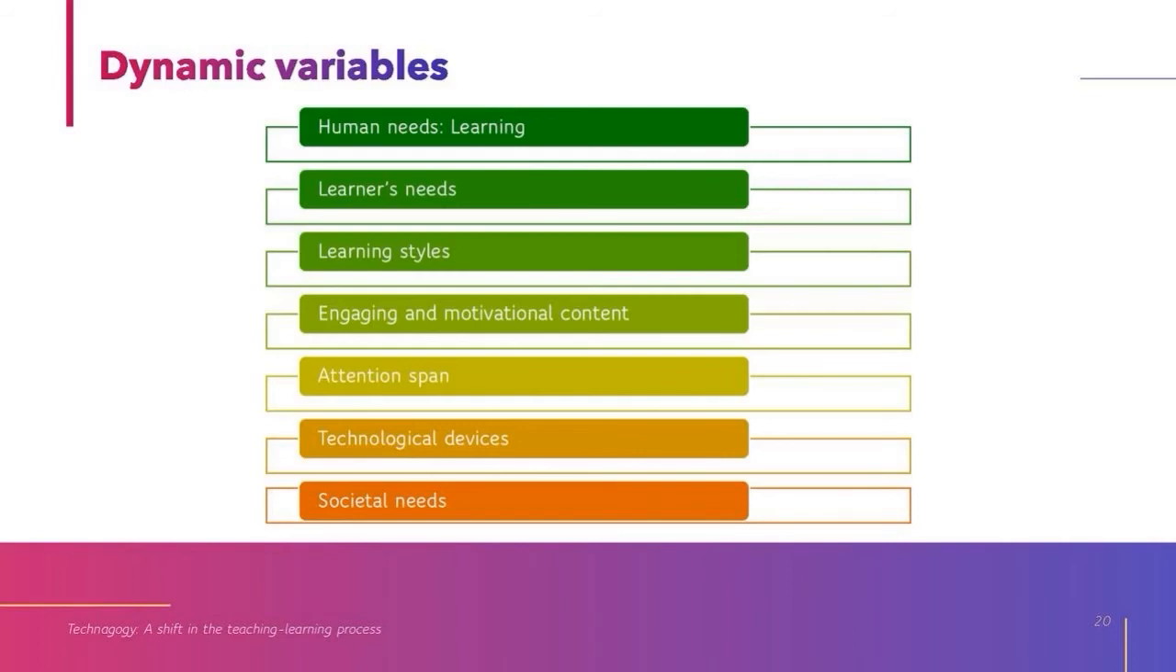So the next one is technological devices. Of course, I've said that technology is an evolutionary concept. It keeps changing, it keeps evolving, and it keeps getting better on a daily basis. And of course, the last one is societal needs. Societal needs keep changing all the time.